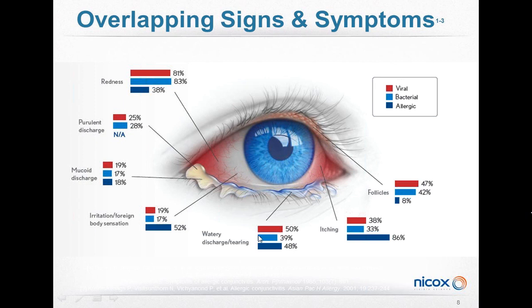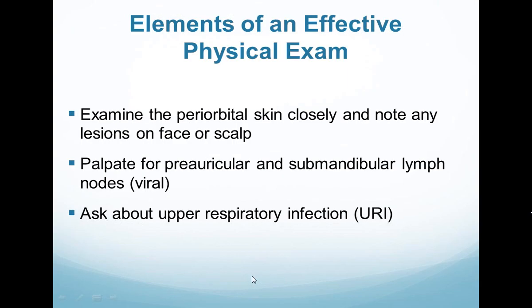And again, that applies to watery follicles, and of course itching is all allergy, but the difference between viral and bacterial is always subtle, and that's what makes it difficult. Meaning we're good at diagnosing allergic conjunctivitis, it's whether it's viral or bacterial conjunctivitis where the challenge comes in. That's why it's important to do other things.